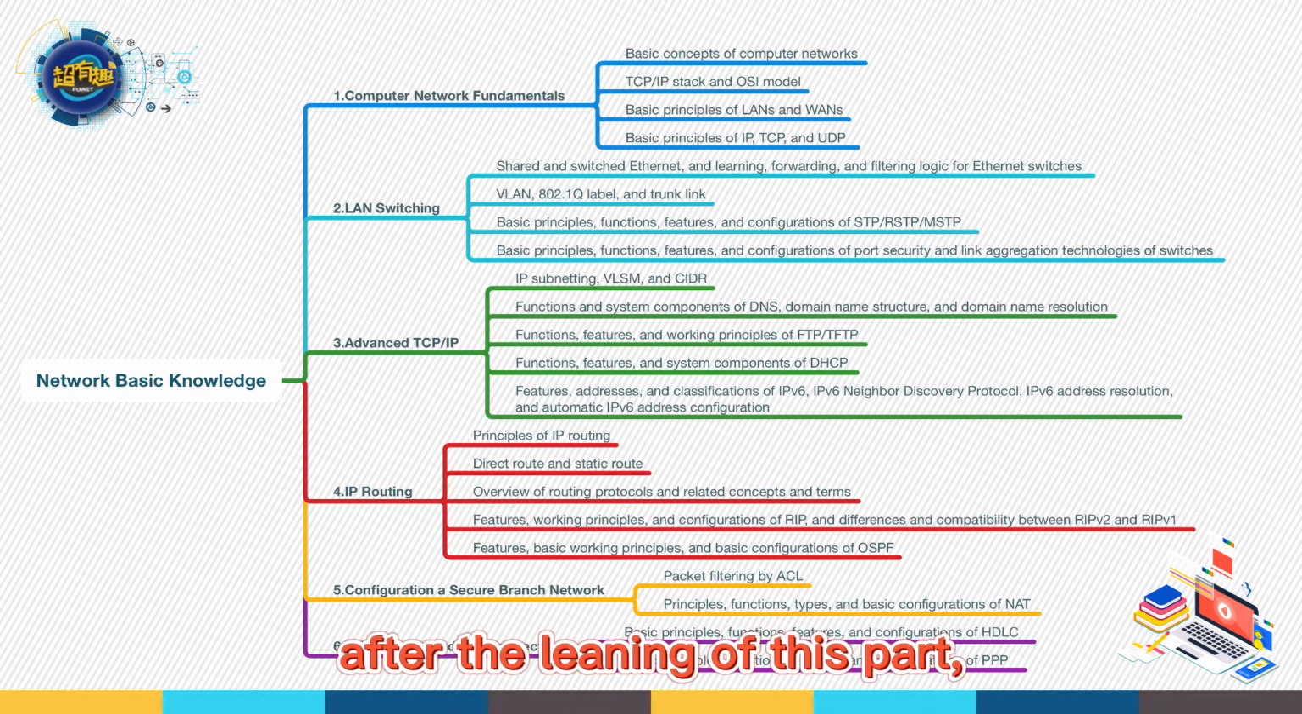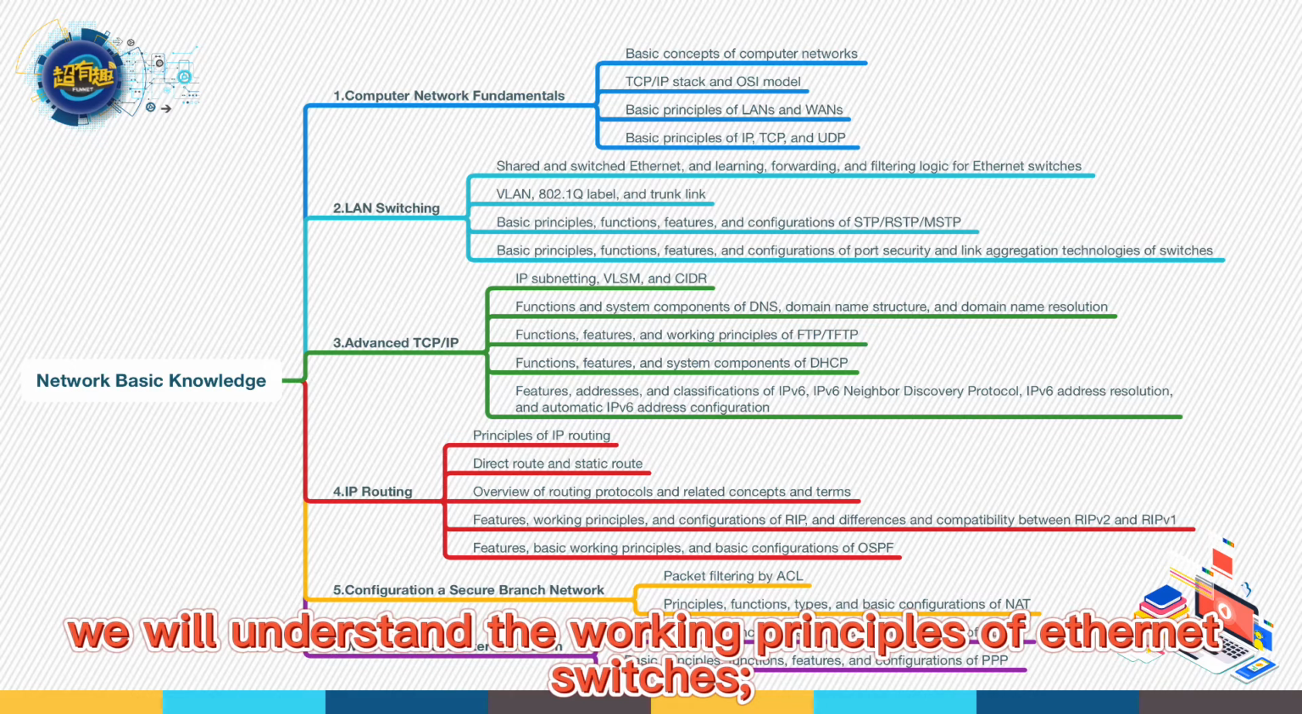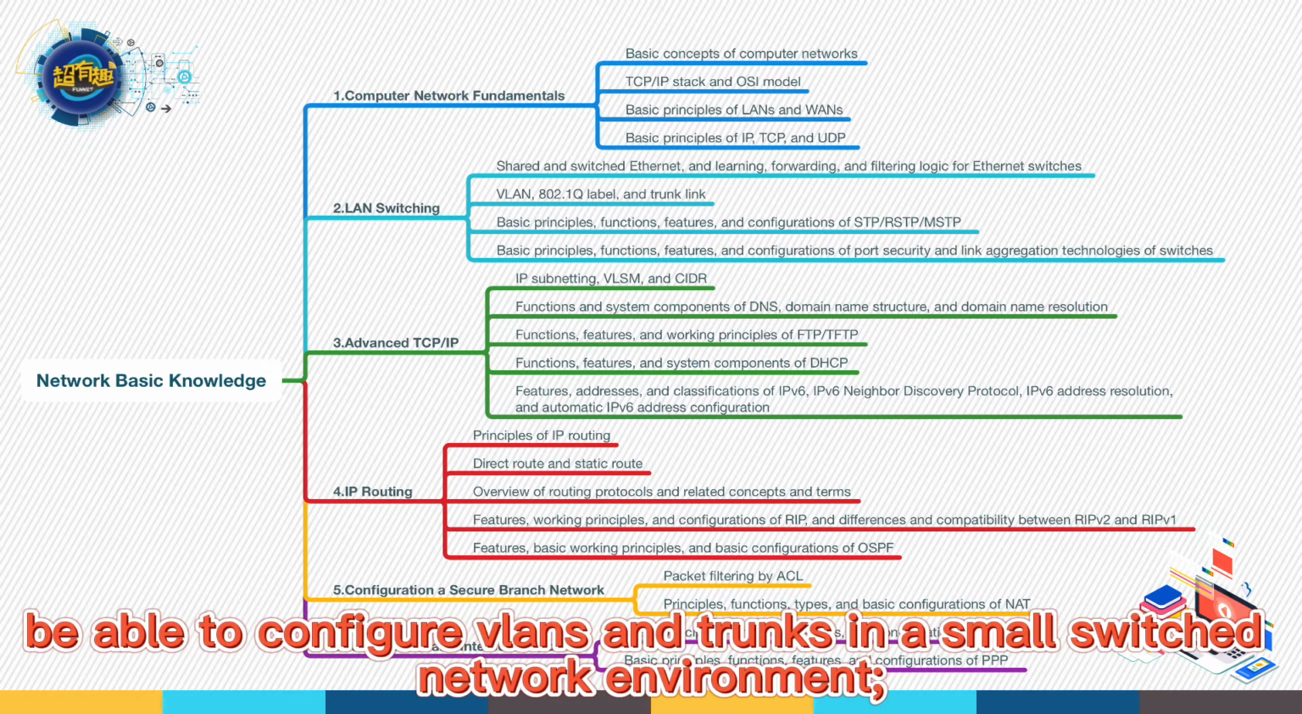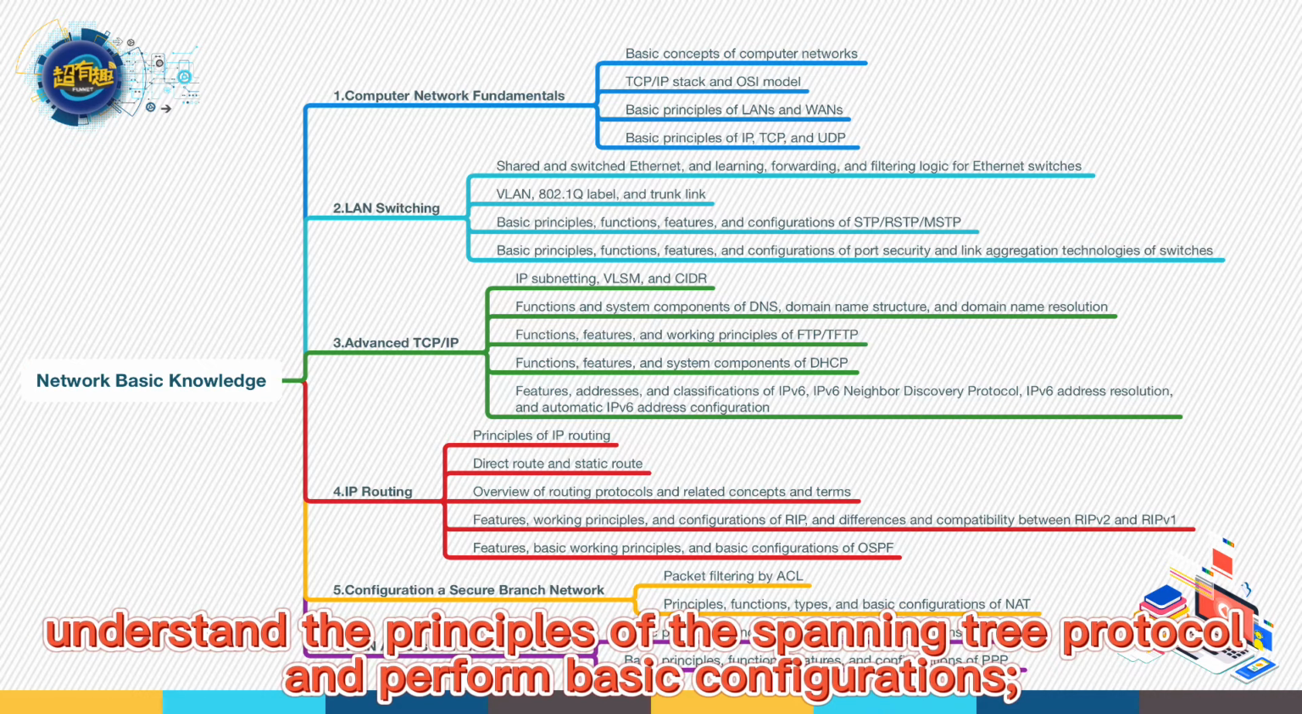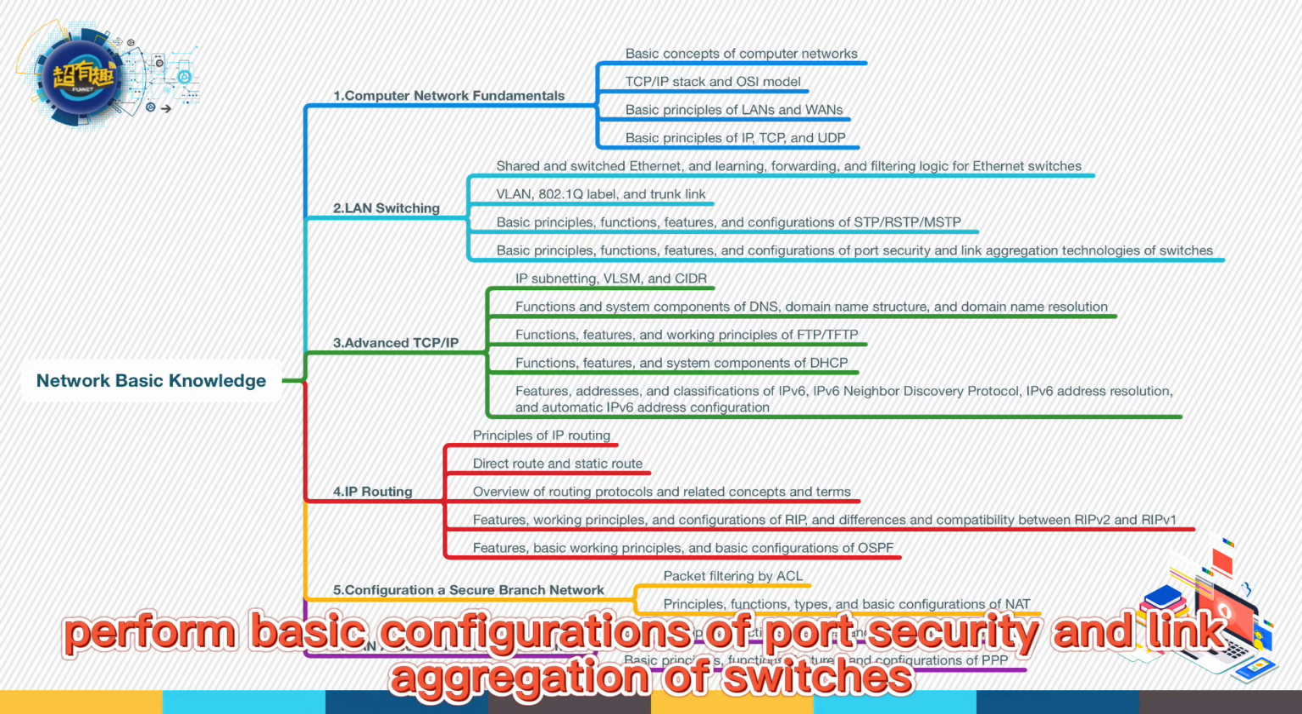After learning this part, we will understand the working principles of Ethernet switches, be able to configure VLANs and trunks in a small switch network environment, understand the principles of the spanning tree protocol, and perform the basic configurations. Perform the basic configurations of port security and the link aggregation of switches.